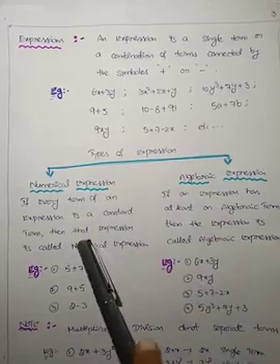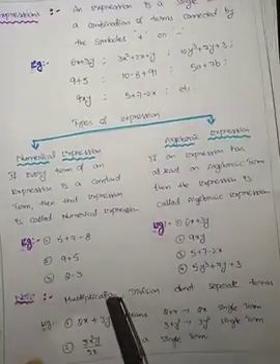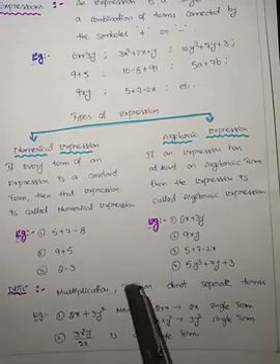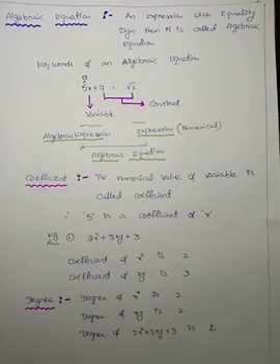The types of expressions are numerical and algebraic. Numerical means all are constants. Algebraic means at least one term is algebraic. We don't separate the terms with multiplication or division. Okay, children.